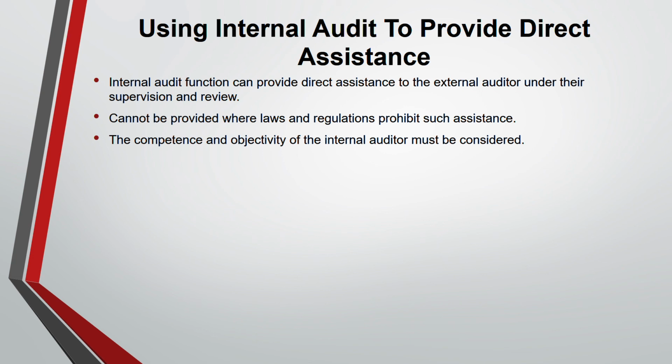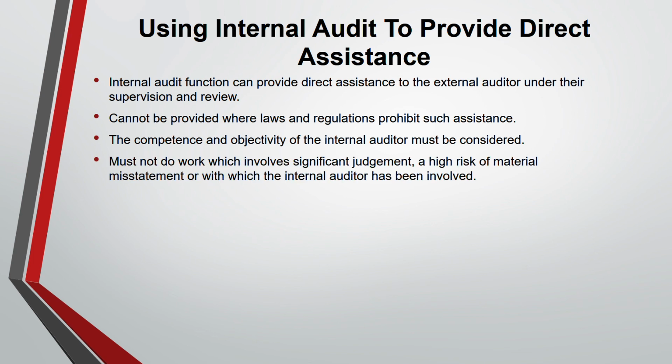Competence and the objectivity of the internal auditor must be considered whenever they are providing direct assistance. Are they competent enough? Do they have objectivity? They must not do work which involves significant judgment. For example, where there is an area in audit that requires significant judgment, such as financial instruments, IFRS 9, or valuation of intangible assets. You cannot directly tell the internal auditor to help you in those areas. Also, where there's a high risk of material misstatement, the external auditor cannot take the direct help of the internal auditor.